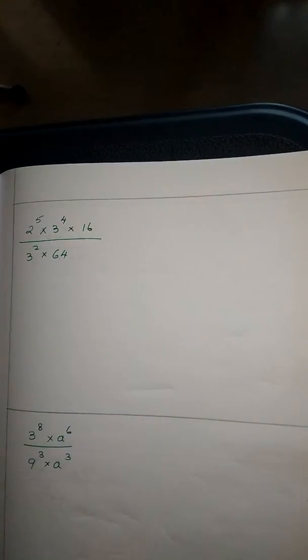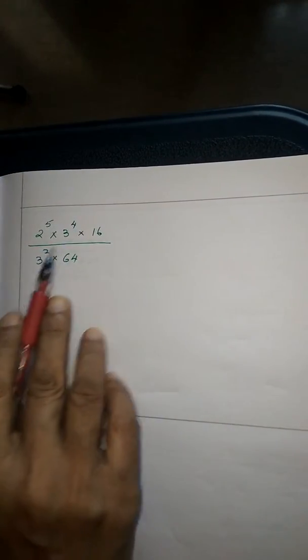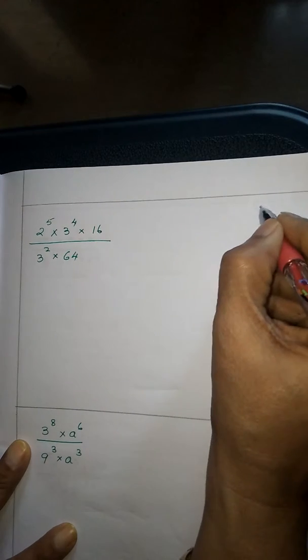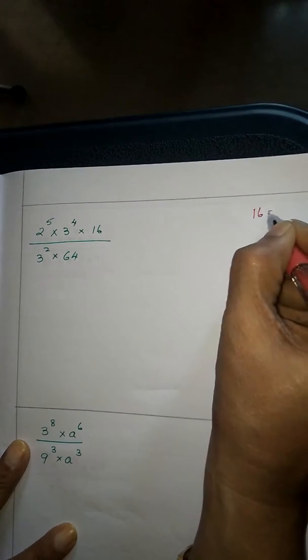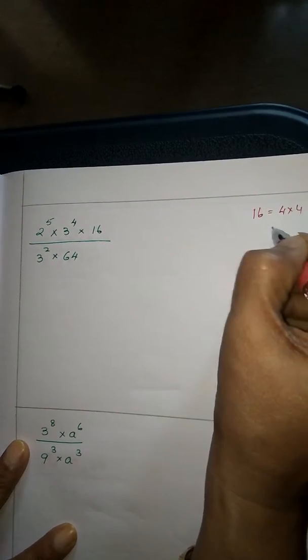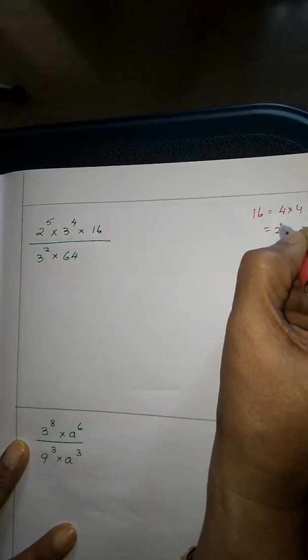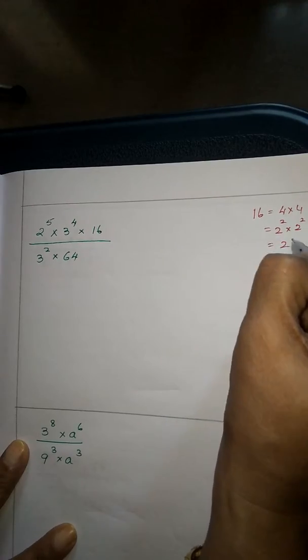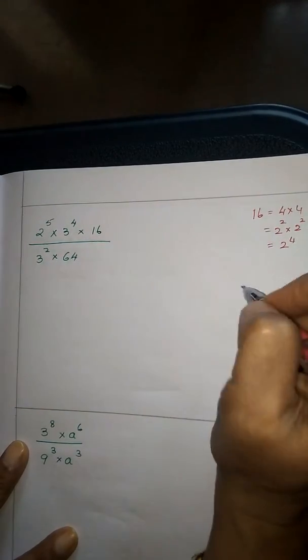Here again we will convert. Now 2, 3 are primes. So we will convert the 16 and 64 also to primes. So 16 is equal to, you can write this as 4 into 4. 4 into 4 can be written as 2 squared into 2 squared. So this will become 2 to the power of 4. So 16 is equal to 2 to the power of 4.